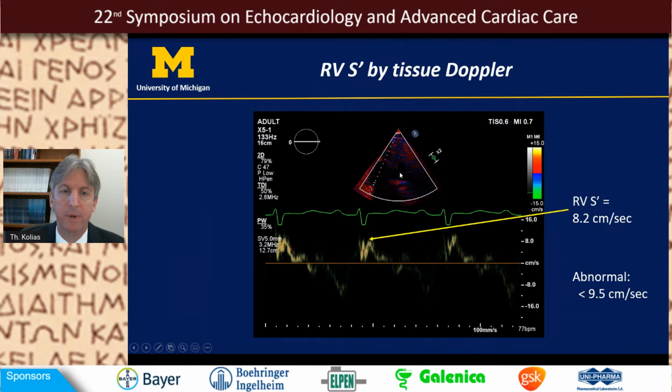Similarly, we can also place a pulse wave sample volume at the tricuspid annulus to measure tissue Doppler velocities, and we can measure the velocity in systole of the annulus towards the transducer, which is shown here with this wave. And this is the right ventricular S prime, which we measured at 8.2 centimeters per second, with abnormal being less than 9.5 centimeters per second.